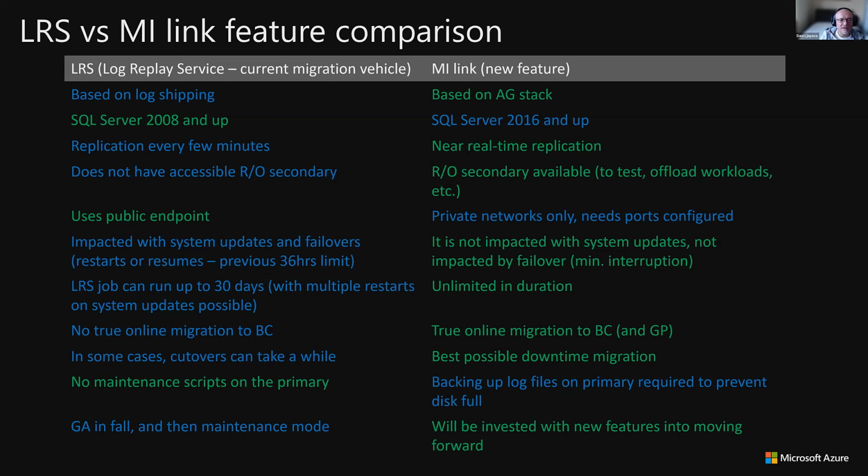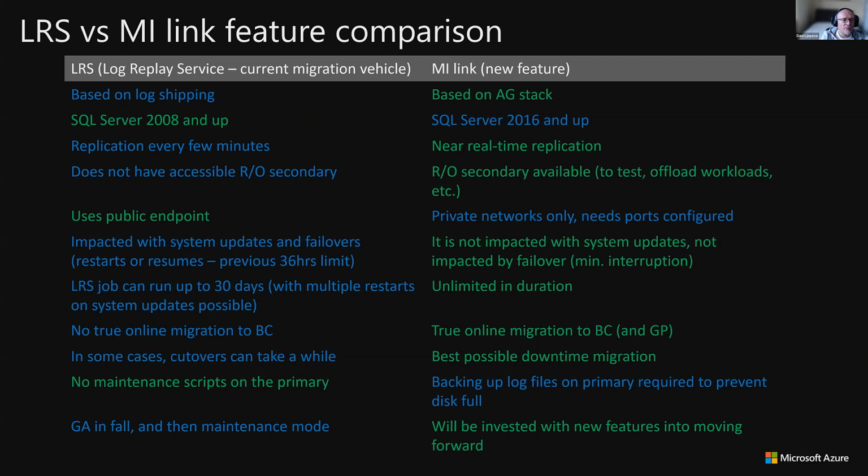And on the right-hand side is the MI link as the new feature based on availability on AG Stack. And here I'm comparing and contrasting the two. I will not read this in detail. You guys can do that, but essentially I will point out the main characteristics. So the link is, of course, much faster technology in terms of replication and the cutover. We support 2016 and up, but if you have older SQL servers, 2008 up to 2016, then LRS would be a better choice, because SQL Server 2008 did not have AG and DAG support at that time.